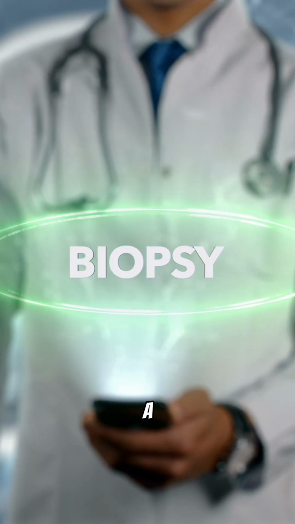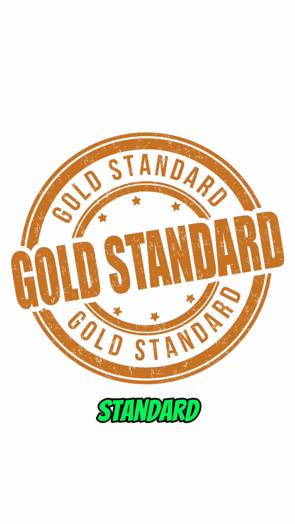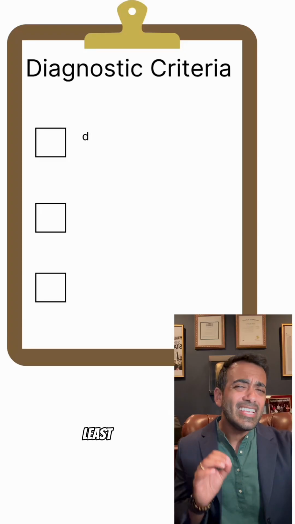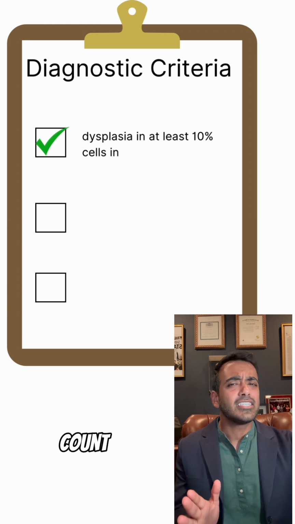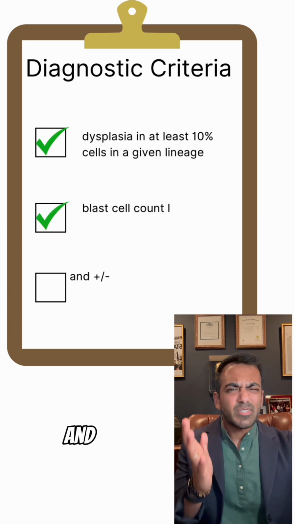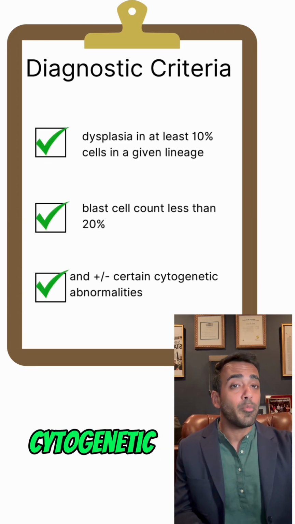If this workup is non-revealing, you then proceed with a bone marrow biopsy, which is the gold standard for diagnosing MDS. Patients must have dysplasia in at least 10% cells in a given lineage, blast cell count less than 20%, and plus minus certain cytogenetic abnormalities to meet MDS diagnostic criteria.